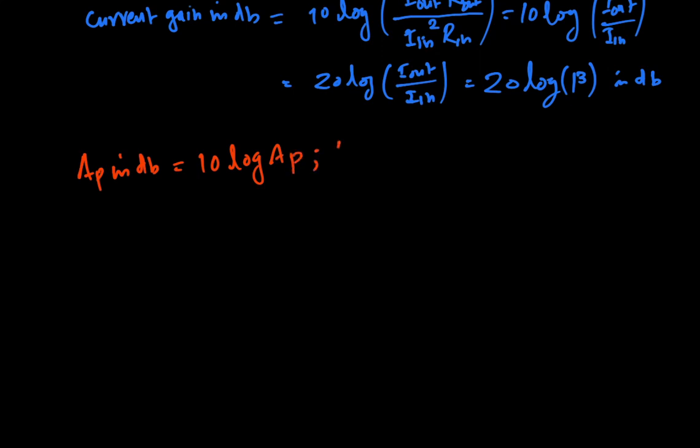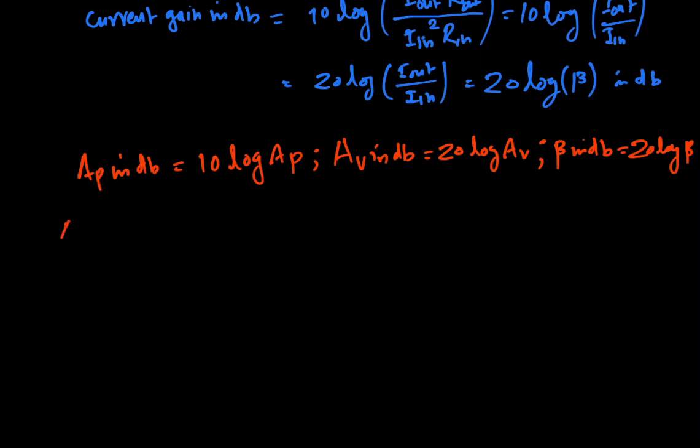The voltage gain in decibel is given by 20 log AV, remember, and the current gain in decibel is given by 20 log of the ordinary current gain. Now let's see the details of this equation. Suppose the ordinary power gain of a transistor amplifier is 10, let's say.